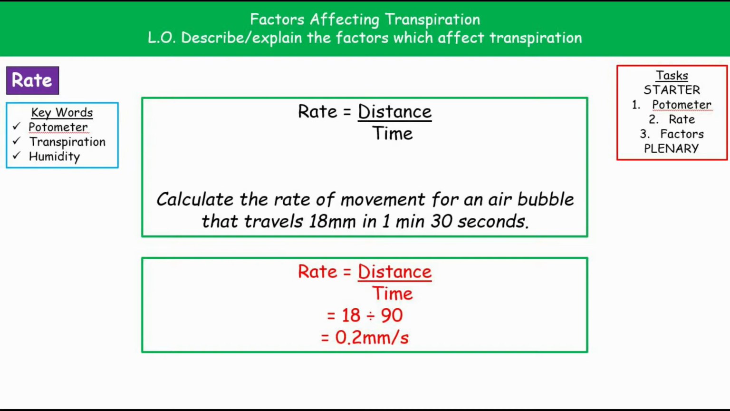So what we need to do is our rate is distance divided by time. So the distance in the question is 18 millimeters and the time is 1 minute 30 seconds. Now, because we've obviously got mixed values there of minutes and seconds, convert it into just seconds first of all. Hopefully we know that 1 minute is 60 seconds. So 60 plus 30 gives us 90. So 18 divided by 90, put that into your calculator and you should get 0.2 and the units would be millimeters per second. So give yourself a tick if you got that right.